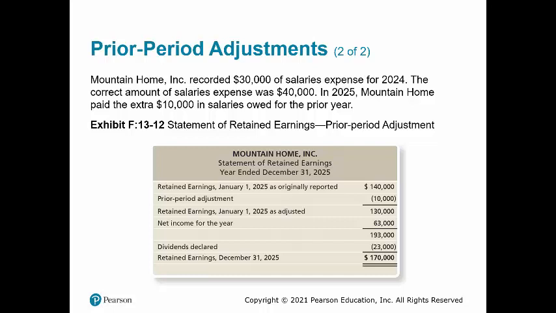Since this error was not discovered until after the books were closed, the way that we show this to the users of the financial statements is through the statement of retained earnings. If you notice, we start out at the beginning of the statement with retained earnings at the beginning of the year, January 1st, 2025, as originally reported. That was $140,000. Then we show that prior period adjustment. The $10,000 of salaries expense that we failed to record in 2024 is subtracted, and that gives us our retained earnings at January 1st, 2025 as adjusted. That is how you show the correction of an error for a period prior to the current period, when it wasn't discovered until that period's income statement and books were already closed.